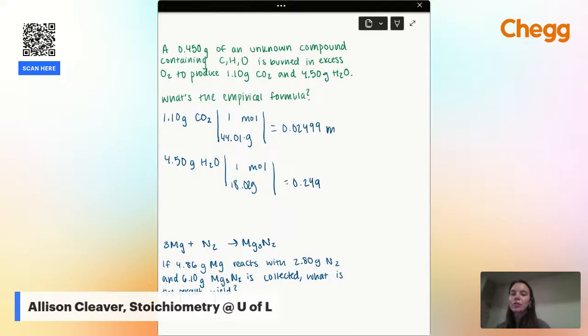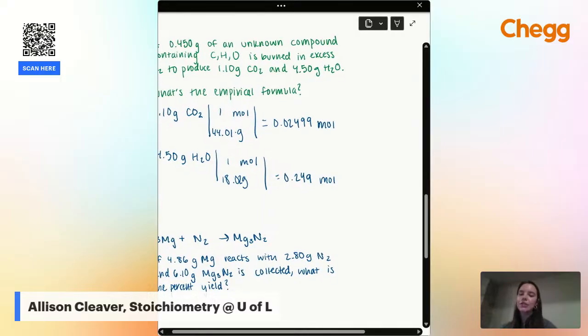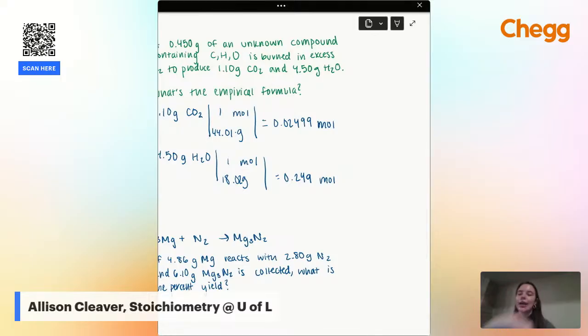All right, so we have 0.02499 moles of CO2 and then 0.249 moles of H2O. So the way that we're going to do this is basically 1 mole of H2O is equal to 2 moles of hydrogen. These are just mole ratios. 1 mole H2O equals 2 moles H equals 1 mole O. You can do the same with the top. 1 mole CO2 can be 2 moles of O and 1 mole of C.